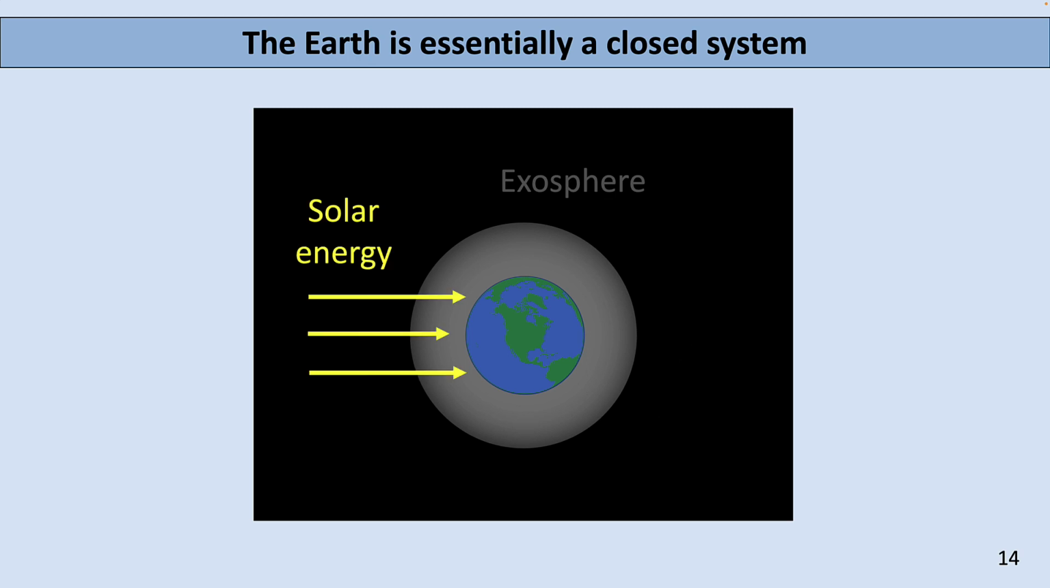Solar energy flows into the Earth system. This heats up all the matter within the Earth system. The Earth re-radiates that solar energy as infrared radiation back into space. Thus, the Earth is a closed system in which energy enters and leaves the system, but matter does not.